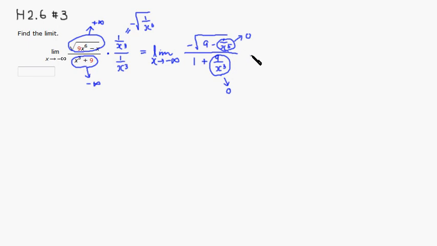Which means what's left on top is negative square root of 9, which is negative 3, over 1 plus 0, so it's 1. So the limit is negative 3. So the answer is negative 3. Okay, that's it. I hope that this was clear.